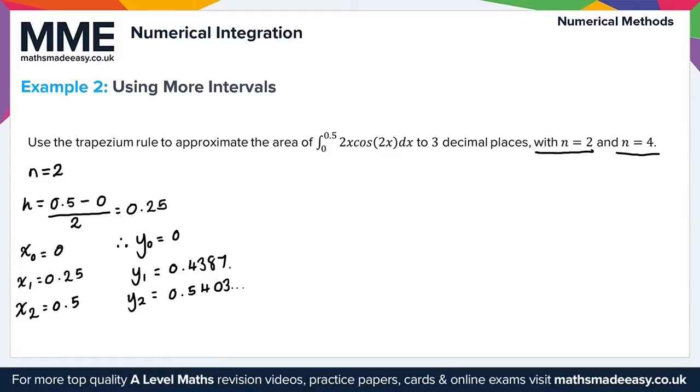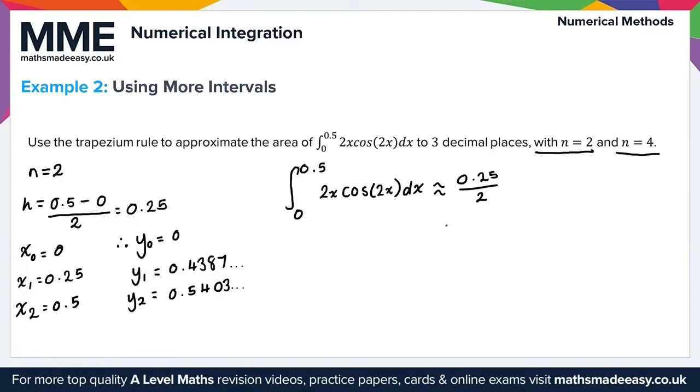Okay, but these go on for a bit. So that gives us our y0, y1, and y2 values. Now all we need to do is use these values for the trapezium rule formula. So the integral from 0 to 0.5 of 2x cos 2x with respect to x. Using our trapezium rule approximation, we do h over 2, so that's 0.25 over 2.